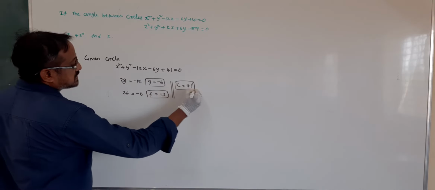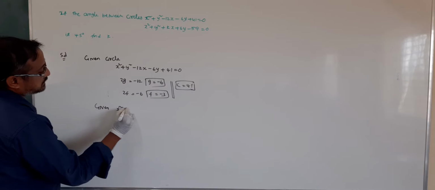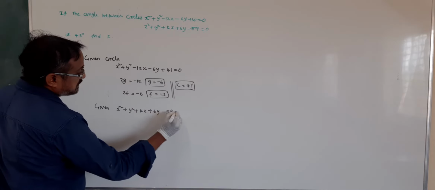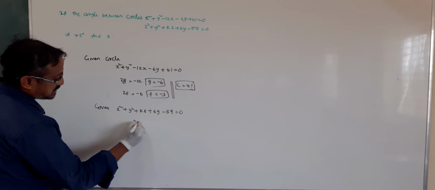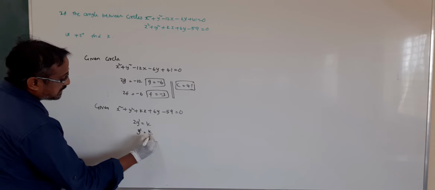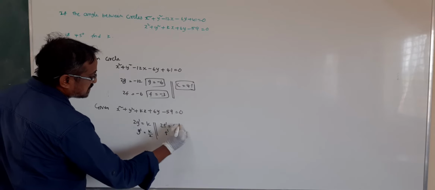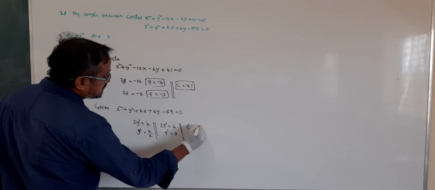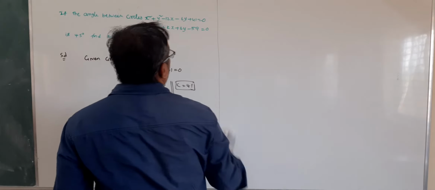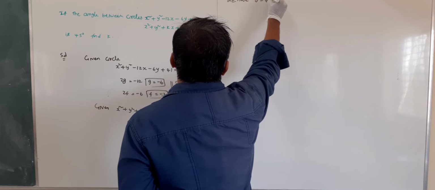You have another circle x square plus y square plus kx plus 6y minus 59 equal to 0. So here 2g dash is equal to k, g dash is equal to k by 2, 2f dash is equal to 6, f dash is equal to 3 and c dash is equal to minus 59. Now we have theta is equal to 45 degrees.